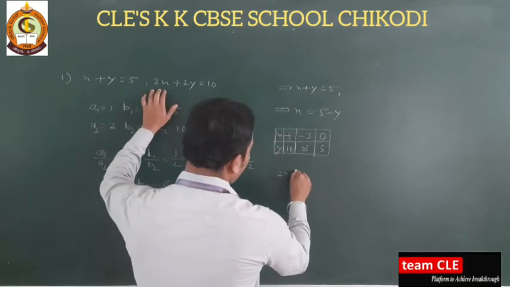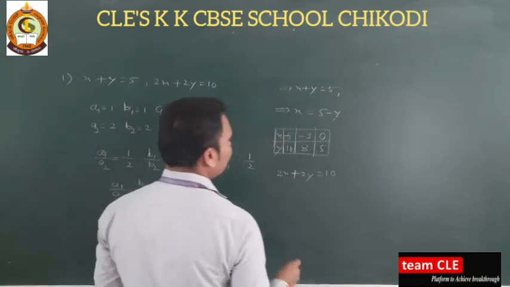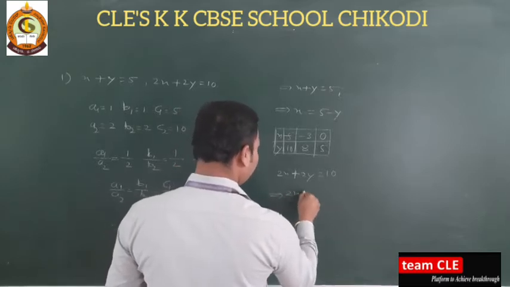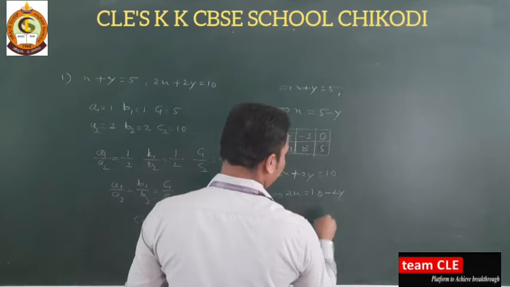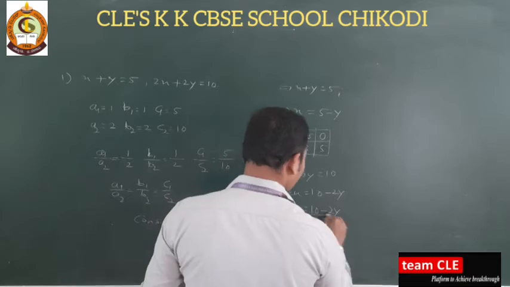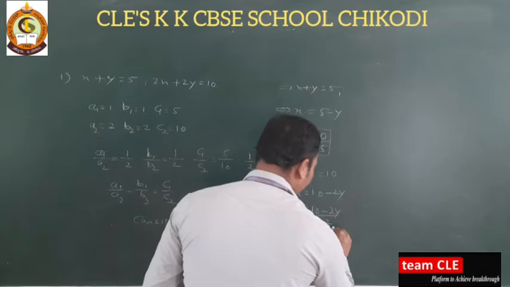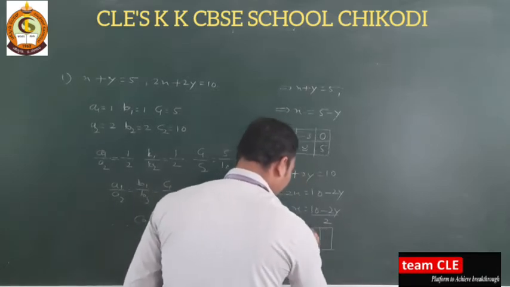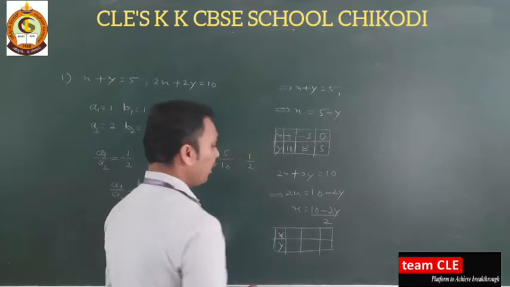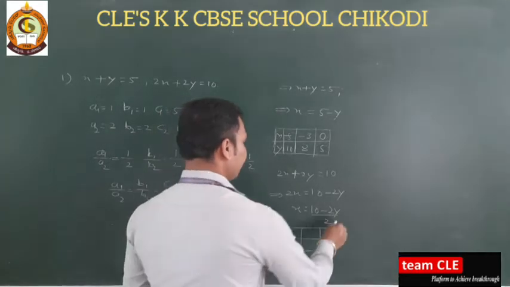Okay. Now 2x plus 2y is equal to 10. For the next equation, you can take x on one side. So 2x is equal to 10 minus 2y. So x is equal to 10 minus 2y, divided by 2. Okay. Now we will draw the table here, with x and y values. Substitute some value here. You can just substitute 0.